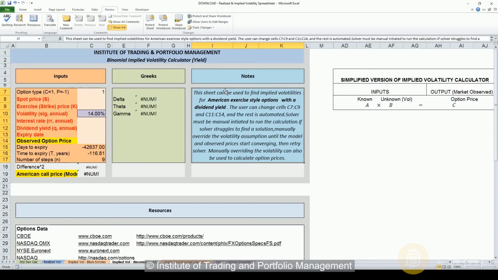So the dividend yield was 2%. We put that in that cell there. The next thing that we can find out is the spot price of the underlying. And we can actually find that out on exactly the same website.